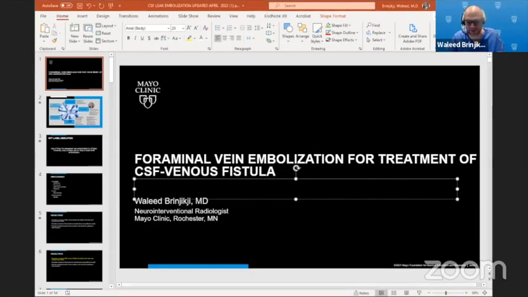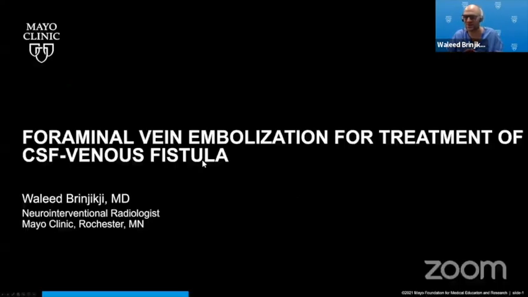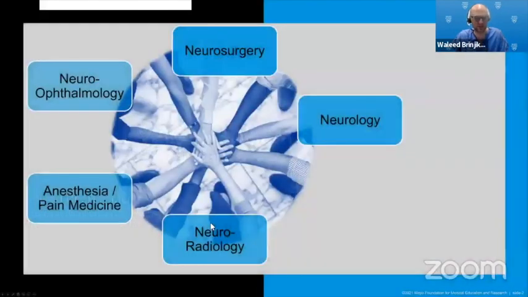Okay. Great. And I'm definitely going to leave time for questions. I don't think I'll take the whole 40 minutes, since I'm just hoping to introduce the topic and explain where it came from and some of the data. So I'll be talking about foraminal vein embolization for treatment of CSF venous fistulas, which cause spontaneous intracranial hypotension.